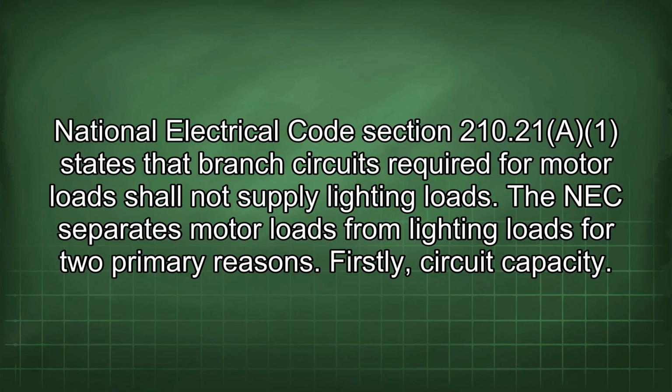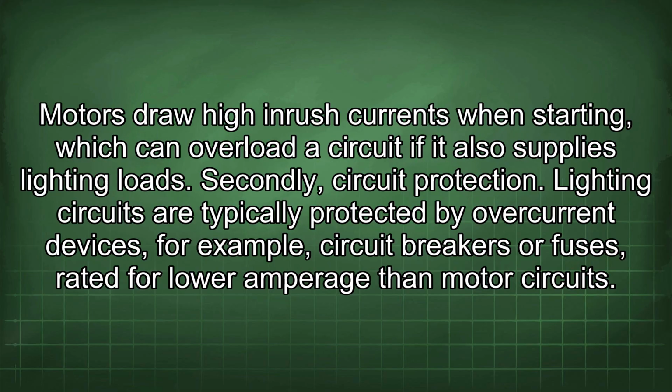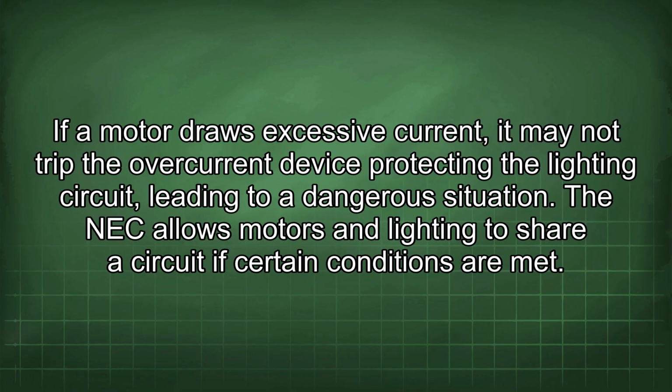Firstly, circuit capacity. Motors draw high inrush currents when starting, which can overload the circuit if it also supplies lighting loads. Secondly, circuit protection. Lighting circuits are typically protected by overcurrent devices, for example, circuit breakers or fuses rated for lower amperage than motor circuits. If a motor draws excessive current, it may not trip the overcurrent device protecting the lighting circuit, leading to a dangerous situation.